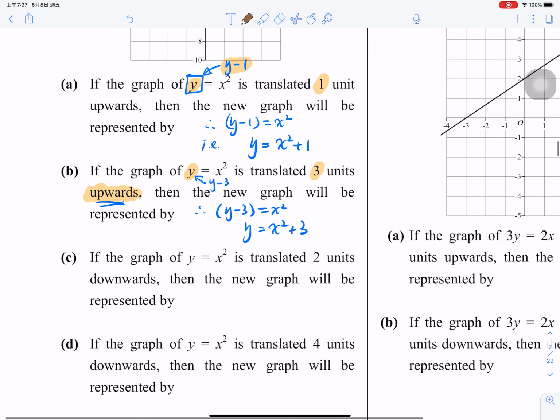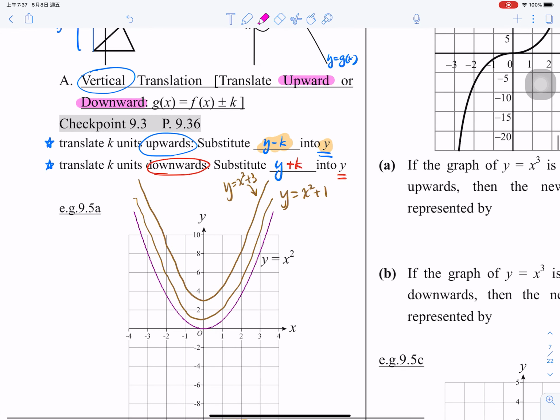How about C and D? Let's have a look. Now, if the graph y equals x squared is translated 2 units downwards, then what should we substitute? Remember, because here is vertical translation, that means it affects y. So we focus on y.